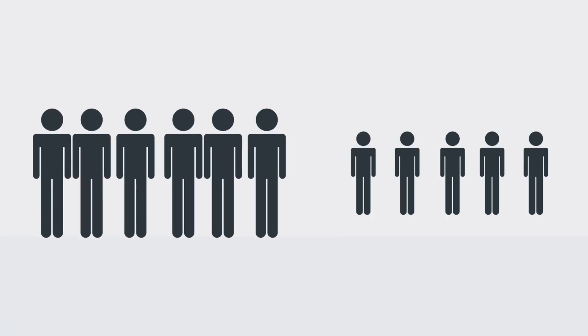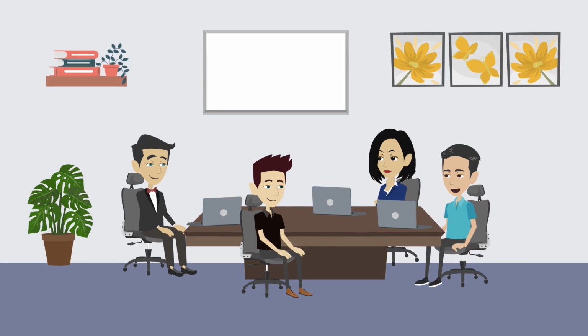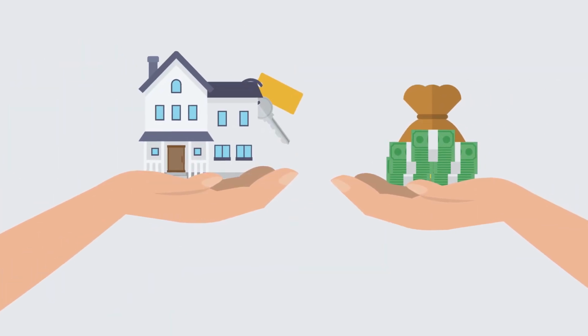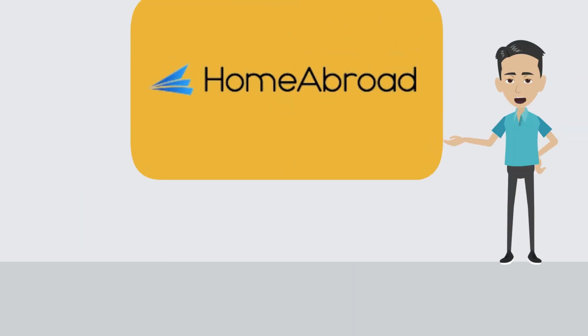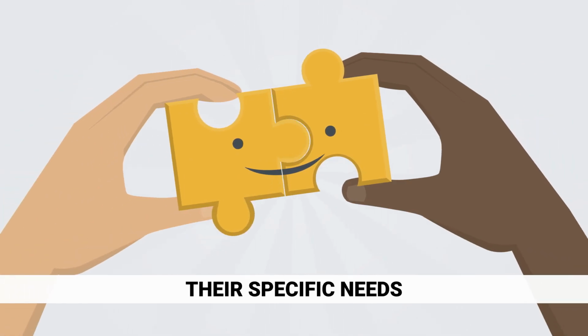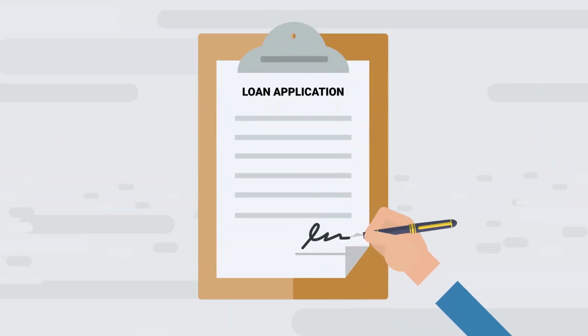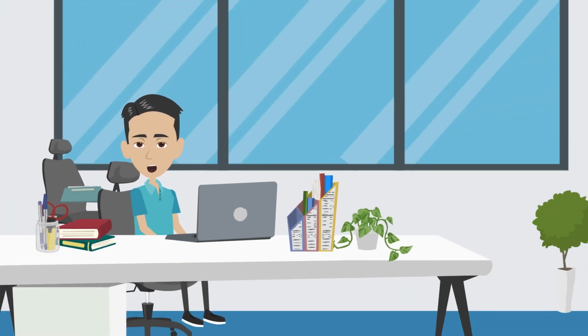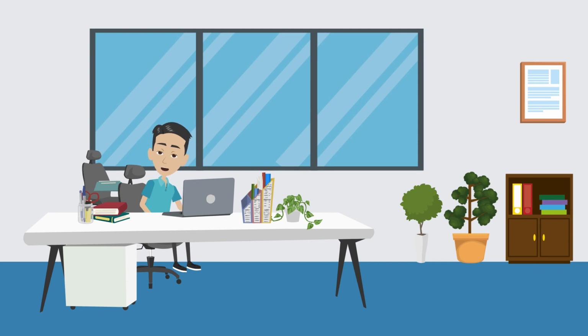Step 1. Find the DSCR lender. Research and connect with lenders who specialize in DSCR loans for rental properties. Homely Broad can help borrowers connect with the right DSCR loan lenders for their specific needs. Step 2. Submit your loan application to the chosen lender. Be prepared to provide information about the rental property, your financial situation, and the purpose of the loan.